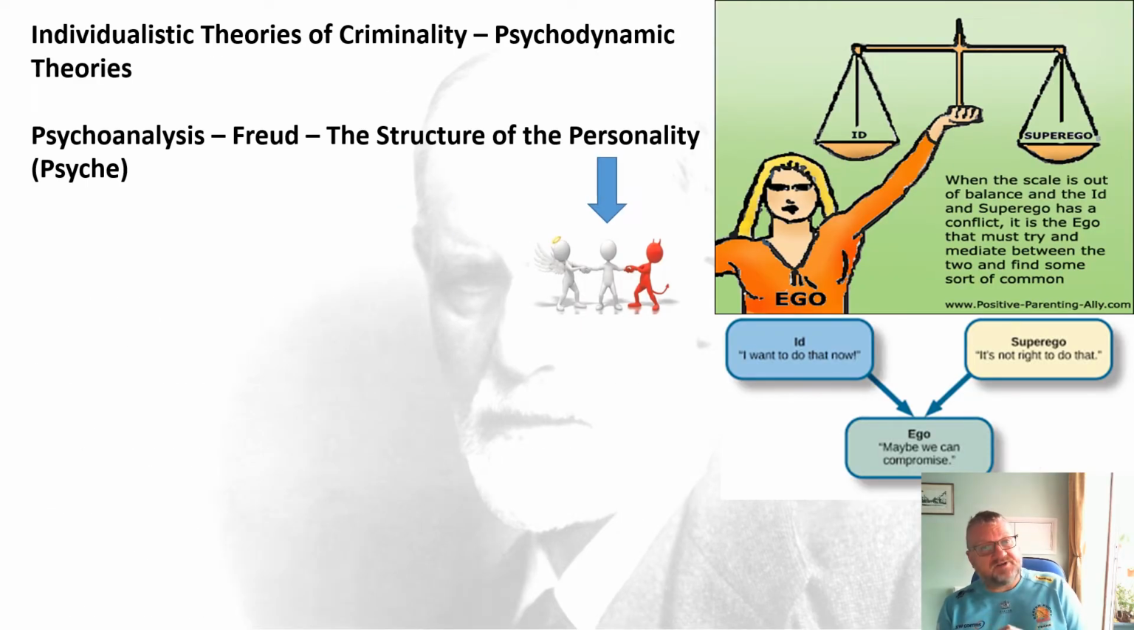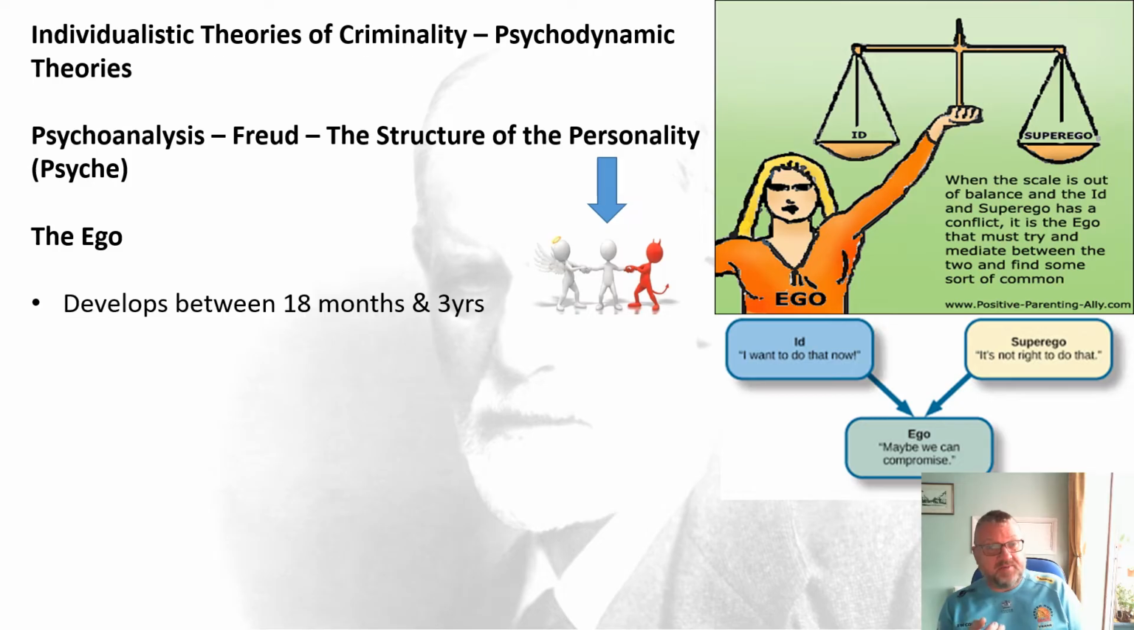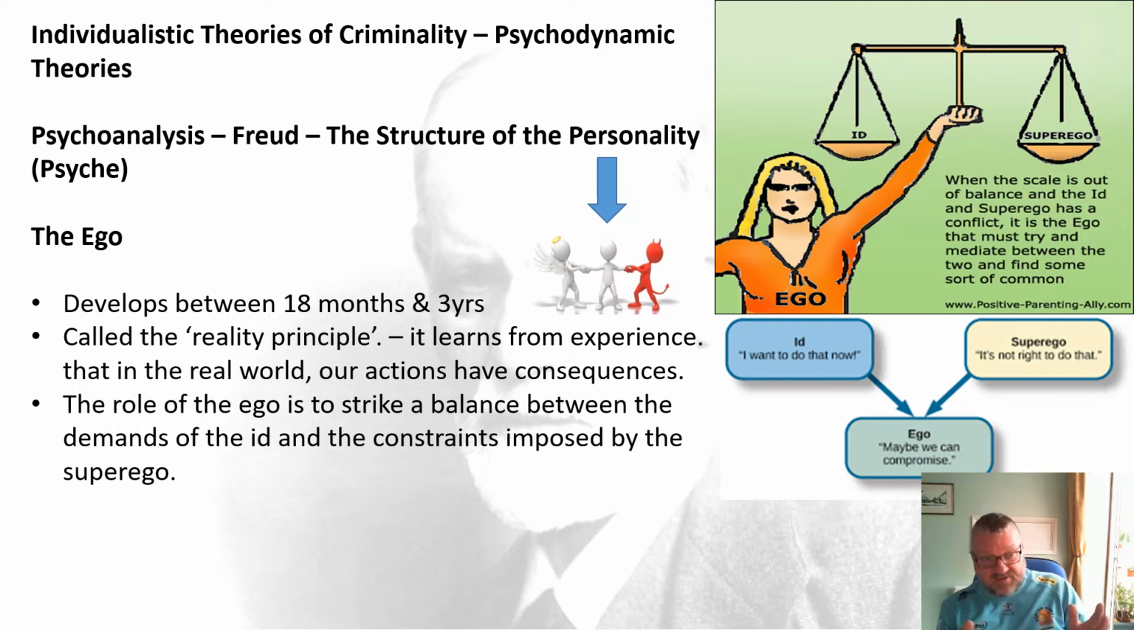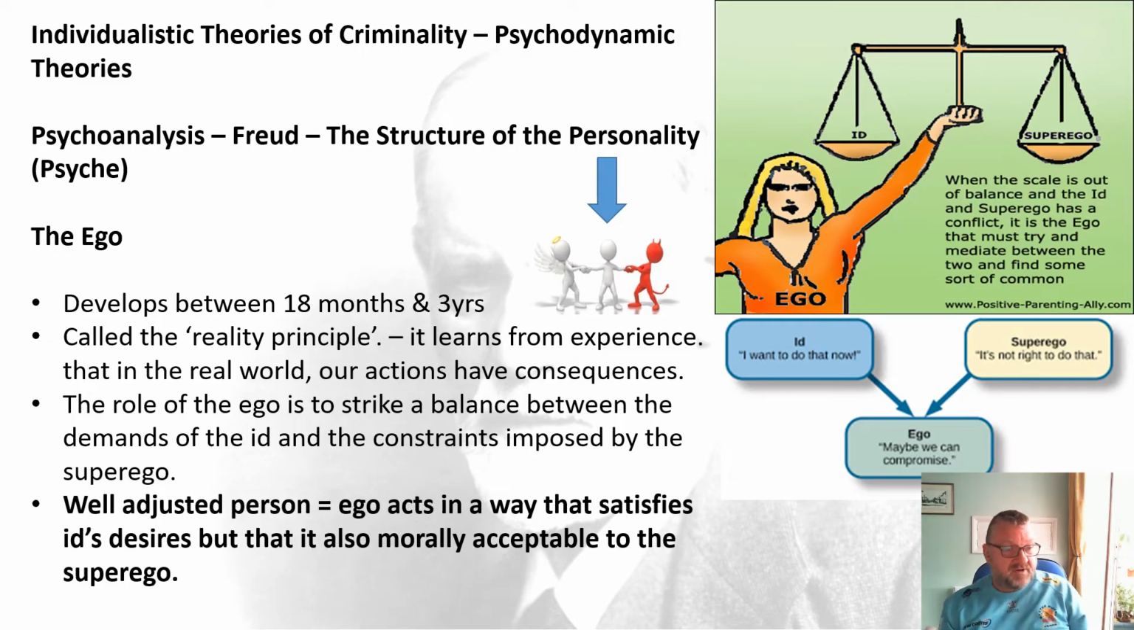And the last part of our personality is the ego. And that develops between 18 months and 3 years, so between the id and the superego. And that's really called the reality principle, learning from experience that in the real world, our actions have consequences. The role of the ego is to strike a balance between the demands of the id and the constraints imposed by the superego. So in a well-adjusted person, the ego acts in a way that satisfies the id's desires, but is also morally acceptable to the superego.